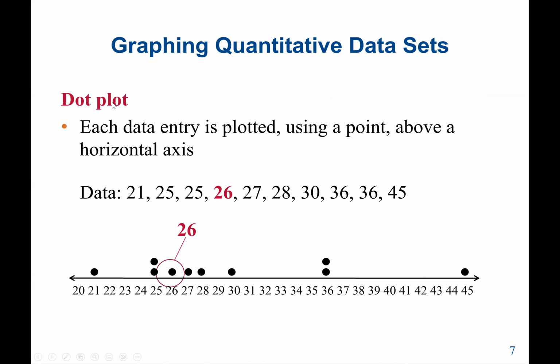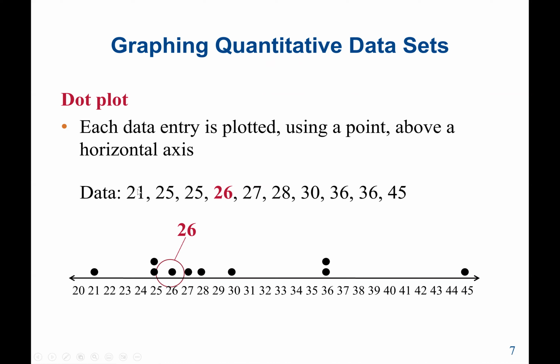So now let's go to the dot plot. The concept of a dot plot is that first we are going to draw a vertical line. Then this vertical line should have a scale. So here we have our scale from 20 to 45, because the lowest value we have is 21 and the highest is 45. Then each value we are going to plot as a dot. That's why it's called a dot plot.